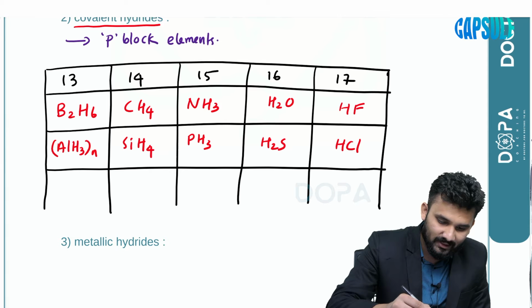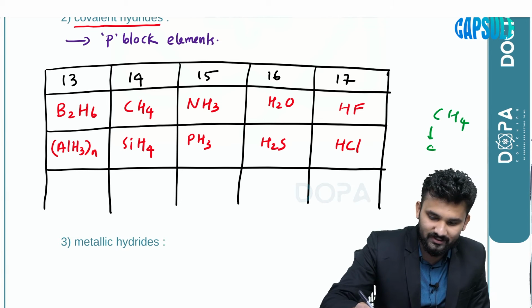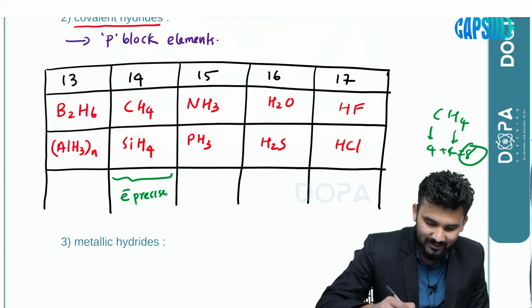And the main point is carbon is in the 14th group. So in CH4, the valence of carbon is 4 and there are 4 hydrogens, 4 plus 4 is 8, so the octet is completed. So the 14th group hydrides are electron precise hydrides.